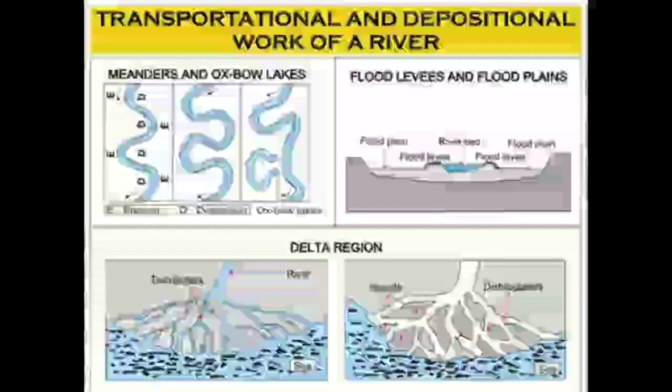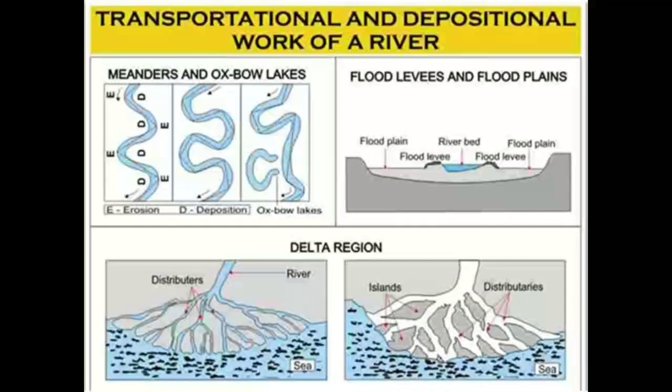Here is a picture of the transportational and depositional work of a river. The first one shows meanders and oxbow lakes. Second, flood levees and floodplains. Third is the delta region. See the diagram well.